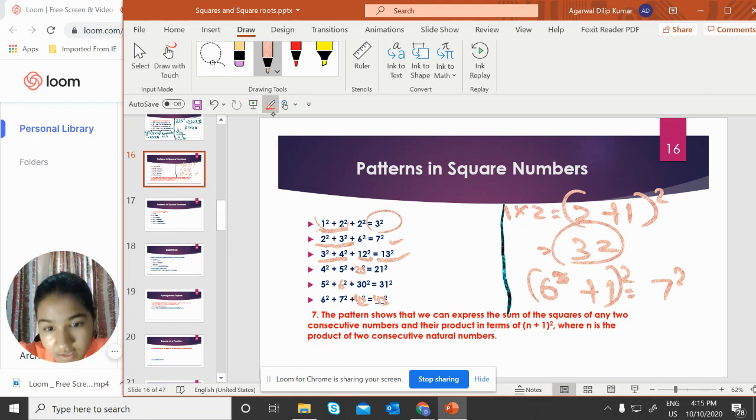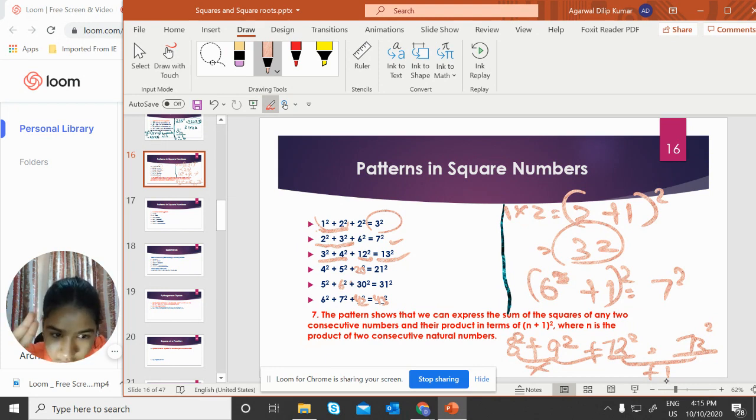See, if you have the numbers 8 square plus 9 square plus what will be over here and what will be over here? 8 into 9 is 72, so 72 square. And this will be 73, just next to this. You multiply the two numbers and you get the third number. And when you add all these, you get the successor of the third number. It's simple if you just understand the concept.